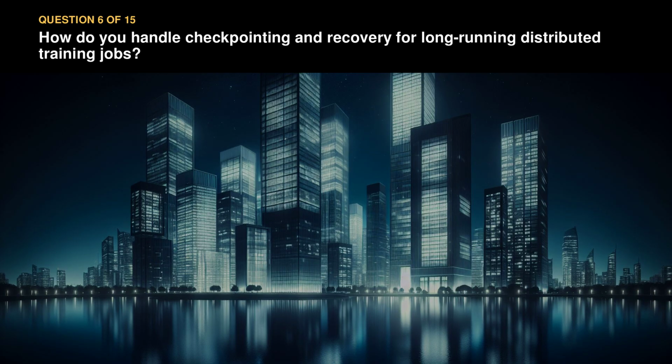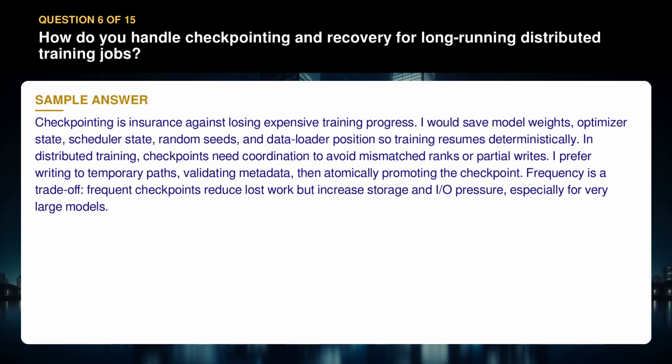Question 6. How do you handle checkpointing and recovery for long-running distributed training jobs? Checkpointing is insurance against losing expensive training progress. I would save model weights, optimizer state, scheduler state, random seeds, and data loader position so training resumes deterministically. In distributed training, checkpoints need coordination to avoid mismatched ranks or partial writes. I prefer writing to temporary paths, validating metadata, then atomically promoting the checkpoint.